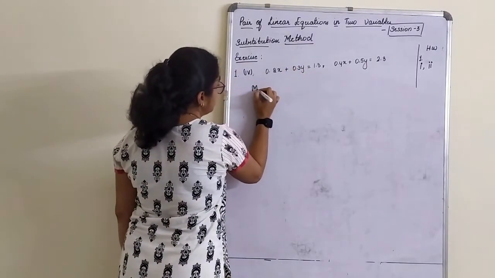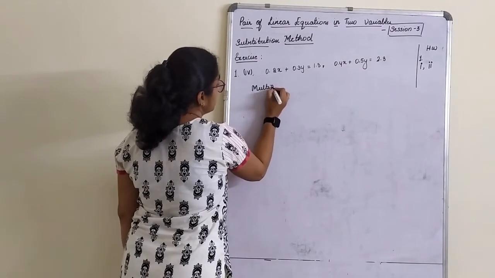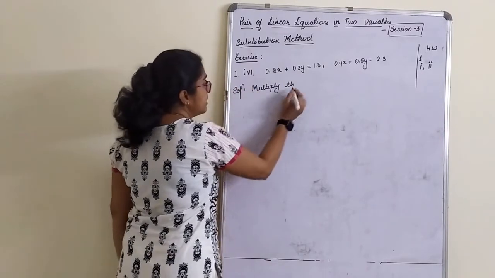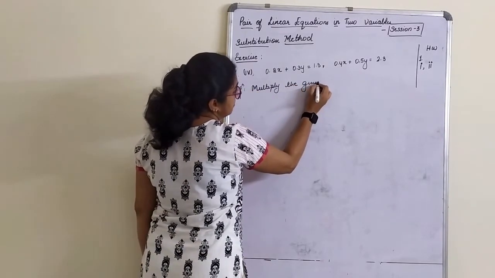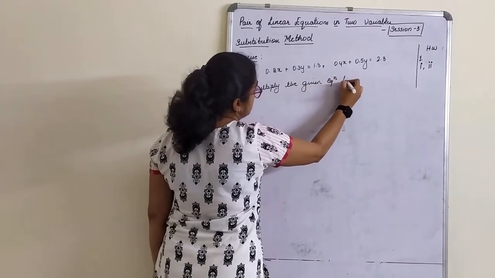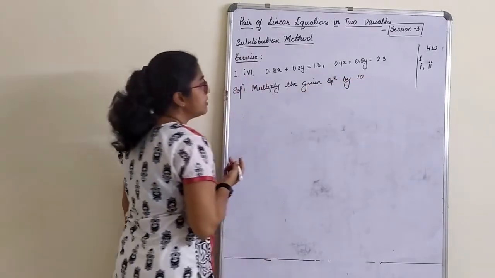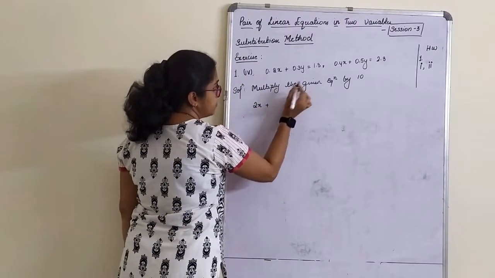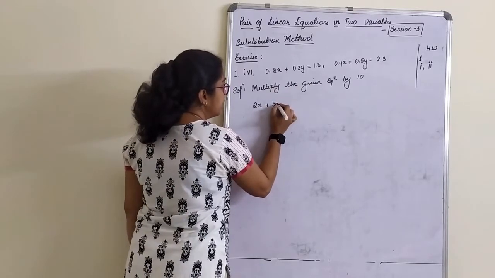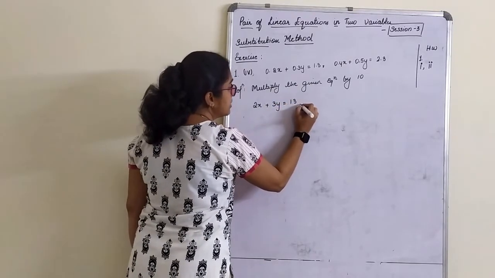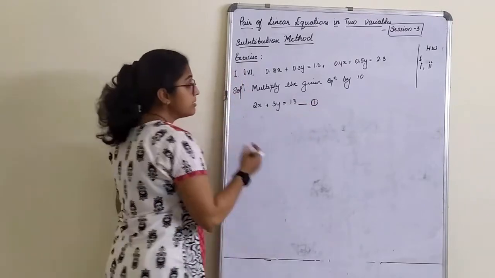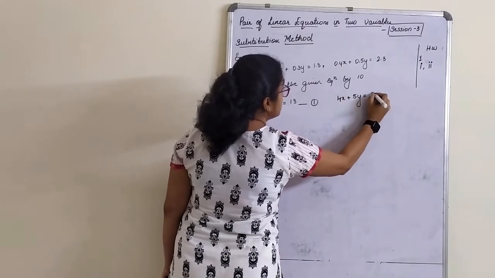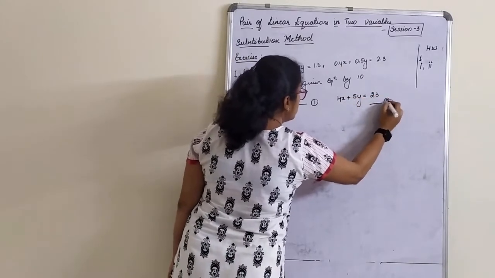So multiply the given equations by 10. Directly we will write now: 0.2 into 10 is 2x plus 0.3 into 10 is 3y is equal to 13, equation 1. Similarly this side: 4x plus 5y is equal to 23, equation 2.